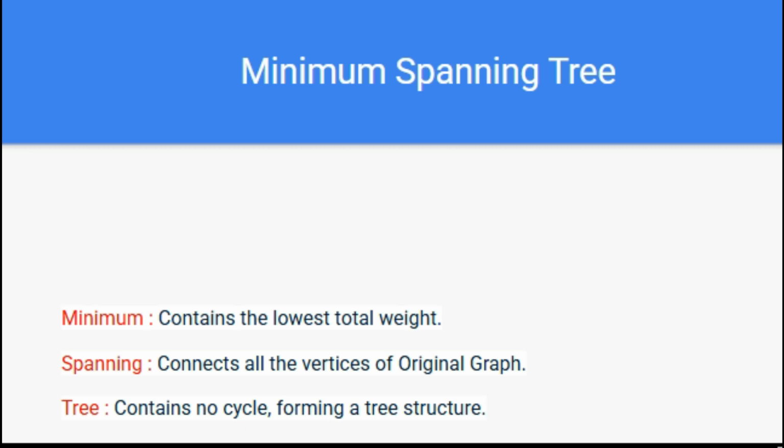And the third term is tree. We have already discussed in our previous lectures that a tree is a data structure containing no cycle. If any graph is forming no cycles, that means it is a tree structure. So now let's understand what we mean by minimum spanning tree.